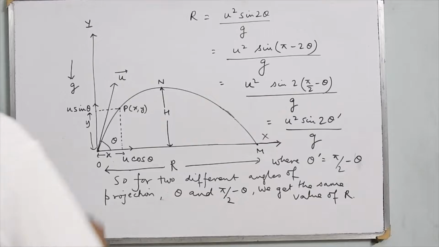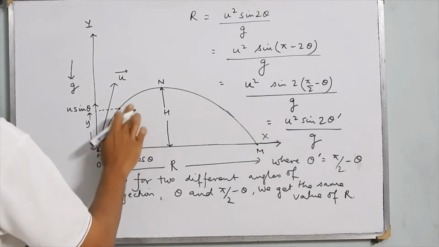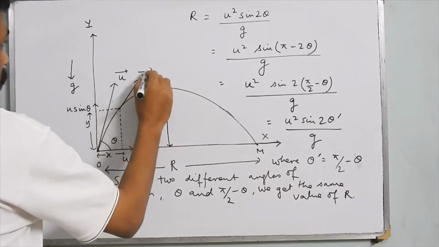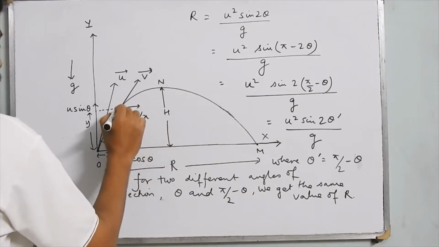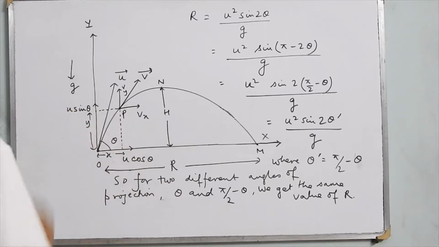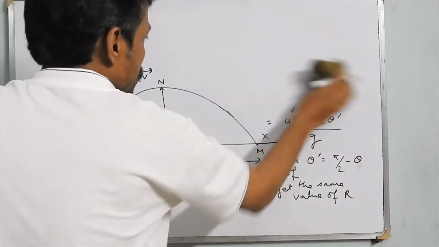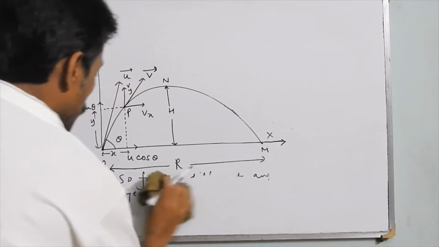Now if you want to know the instantaneous velocity of the projectile, suppose we want to know the velocity of the projectile when it is at the point P. So the velocity is always tangential to a curved path. So this velocity vector will have two components, one is Vx and another is Vy. So at this point P, at the position at any time t, if you want to know what the velocity is, we can also calculate that.